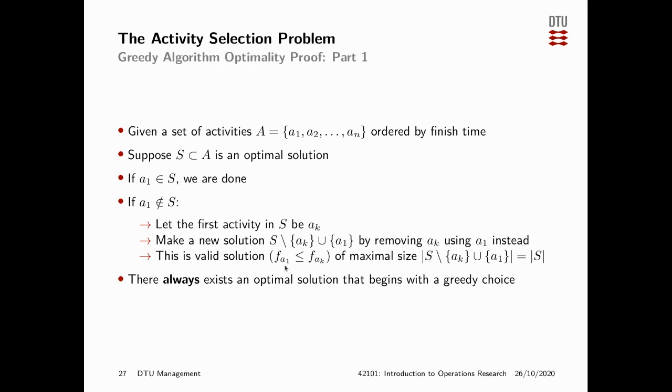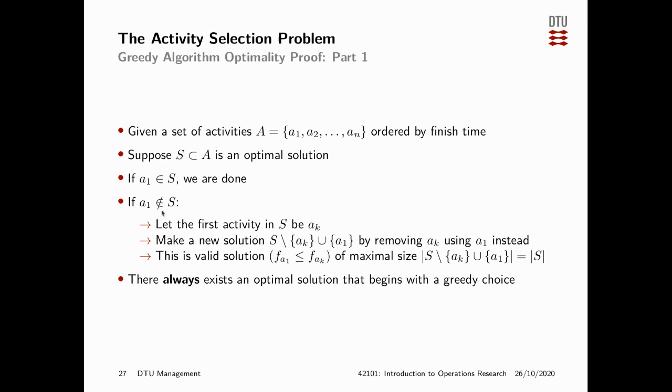So let's look at part one first. We're given a set of activities here. The activities are already ordered by finish time. So activity one has the earliest finish time. We suppose we have an optimal solution S to that problem, where S is a subset of A. If the first activity is part of that set, then we're done. So the optimal solution contains the activity with the earliest finish time. If it's not, then what we're going to do is construct an alternative solution that uses activity one that has the same cardinality as S.